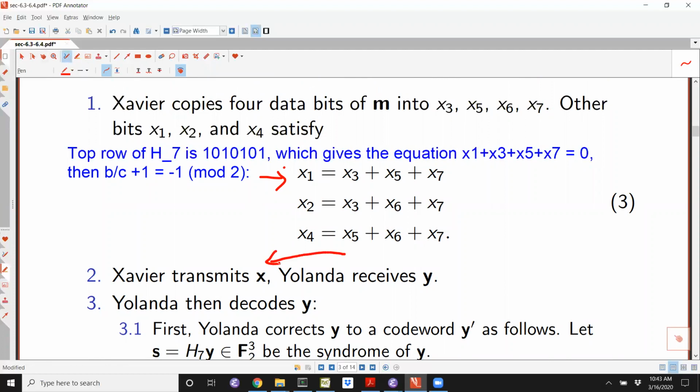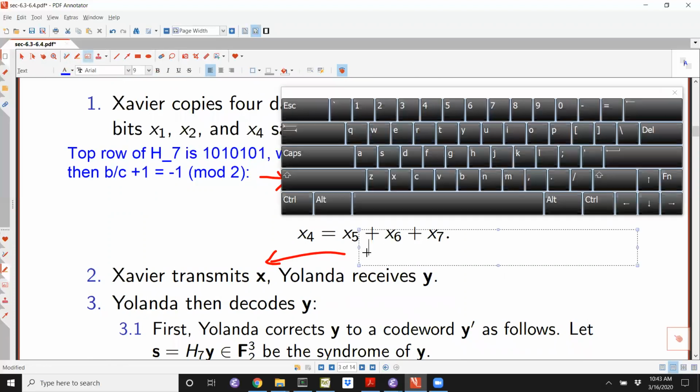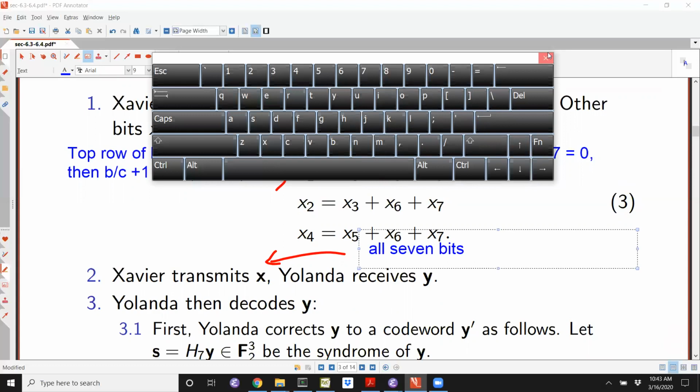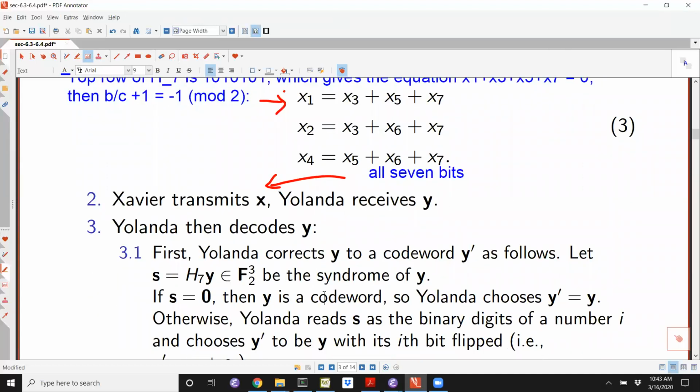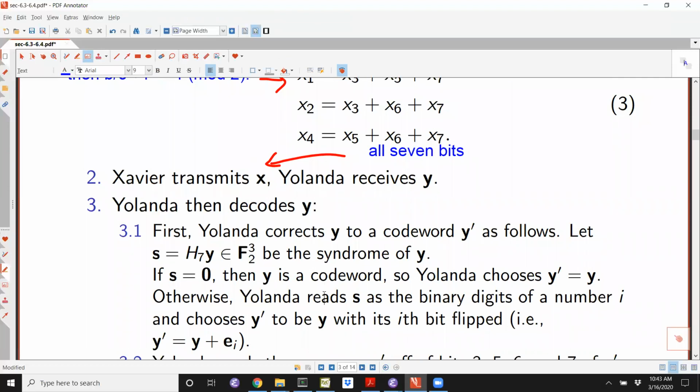Why is that there? Oh my goodness, I do not know why this giant keyboard suddenly appeared. All right, that transmits all 7 bits.